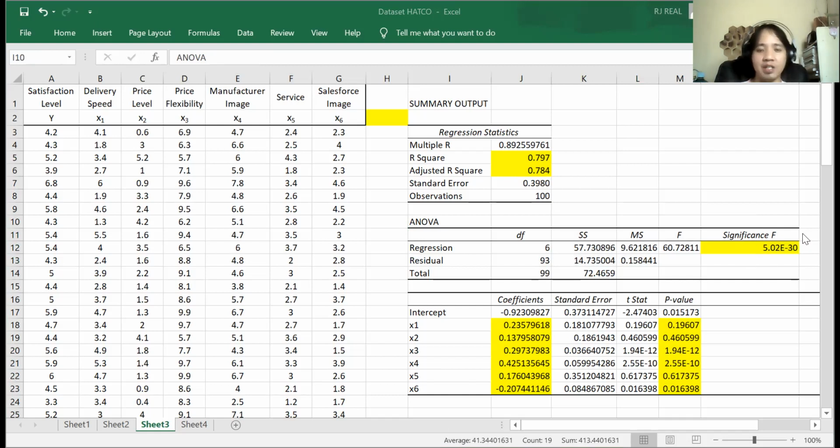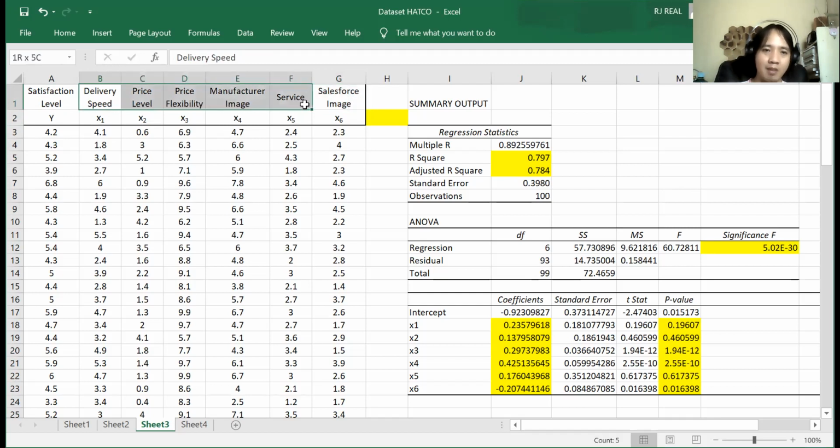Now, if the p-value here is significant or less than your alpha, then we can say that at least one of the independent variables included in the analysis is a predictor of your dependent variable. Again, kapag itong significance p-value, shall we say, we set an alpha of 0.05, if it is less than 0.05 or less than our alpha, then we can say that at least one of our independent variables is a predictor of our dependent variable, which is the satisfaction level. Again, at least one of these predictors here is a predictor of our satisfaction level.